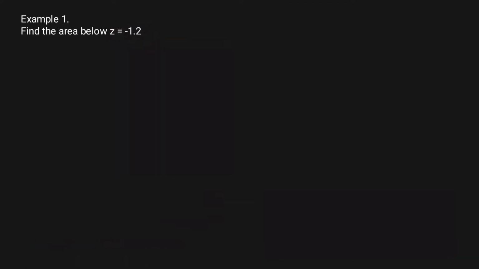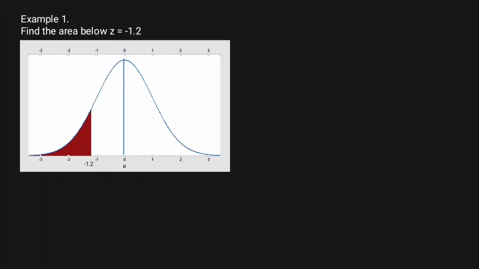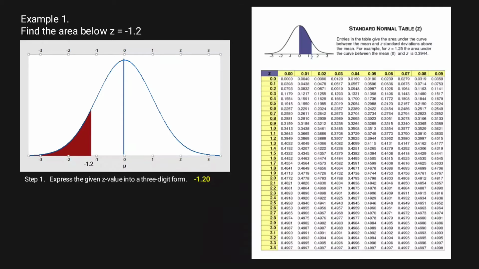Okay, so another, gamitin naman natin yung isang table natin. So ganun pa rin. Find the area below z equals negative 1.2 using the other table. So ganun pa rin naman yung steps. May iba lang yung ating table. Express the given z value into 3-digit form. So negative 1.20. Nagdagdag lang ng 0.